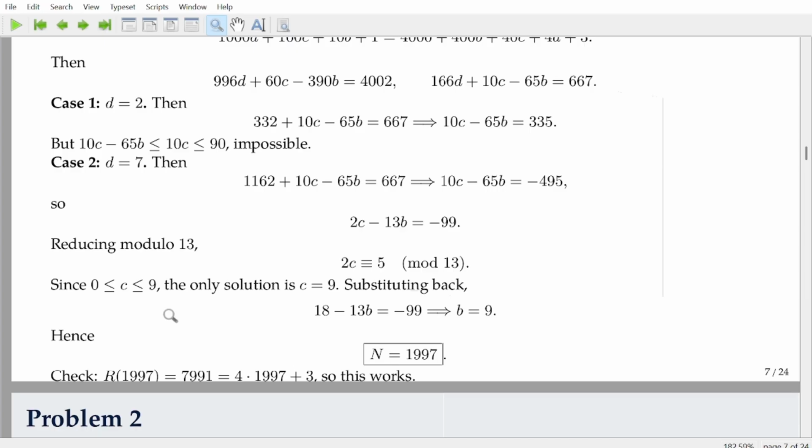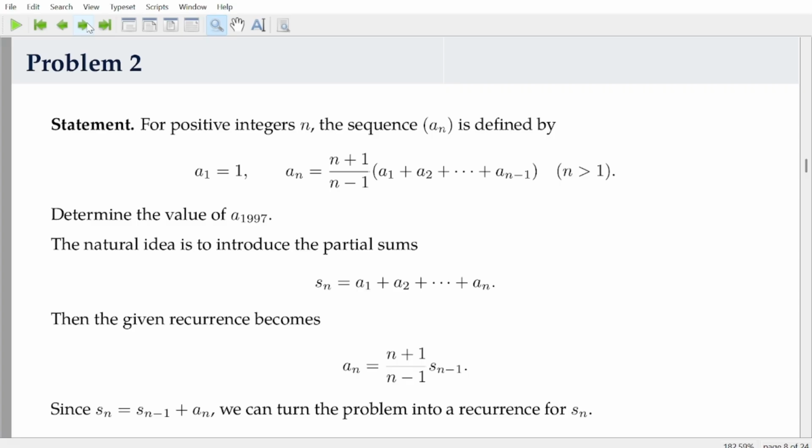So yeah, now we can move on then, I guess, to problem 2, which basically gives us a sequence defined recursively by these two statements. The first term of our sequence is 1, and the nth term of our sequence is n plus 1 divided by n minus 1 times a1 plus a2 plus, basically, the sum of the first n minus 1 terms. So the nth term of our sequence is n plus 1 over n minus 1 times the sum of the n minus 1 terms that came before that term. And we're asked to determine the value of A1997, or what is the 1997th term in our sequence.